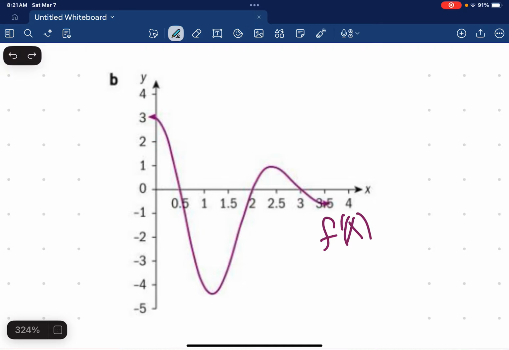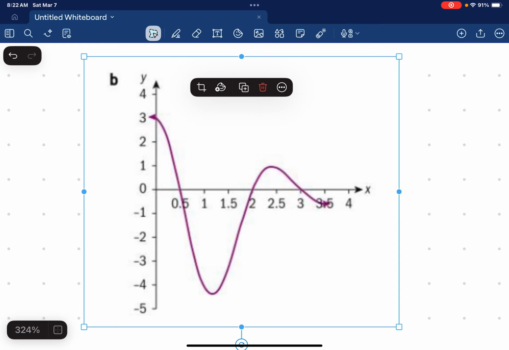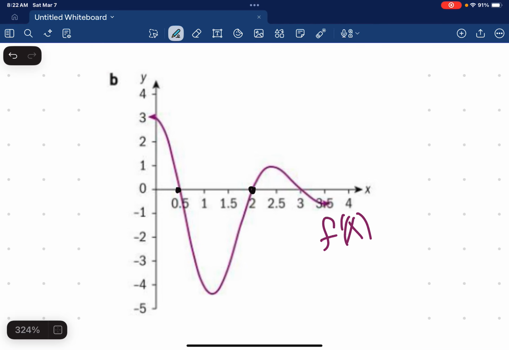Let's first chart out where each of the y values are equal to 0. Those are going to be our stationary points. It looks like we have it at 0.5, 2, and around 3. So going up, and stationary point number 1. Now that we're here, we go down. And now we're at stationary point number 2.